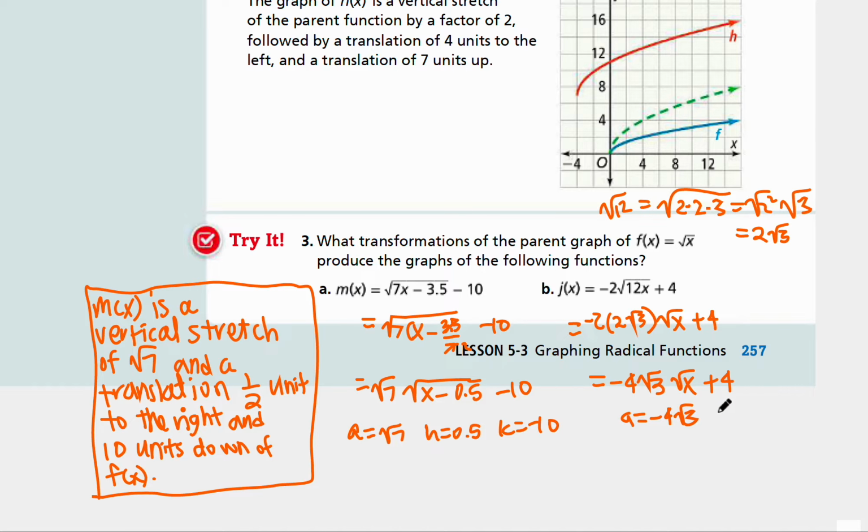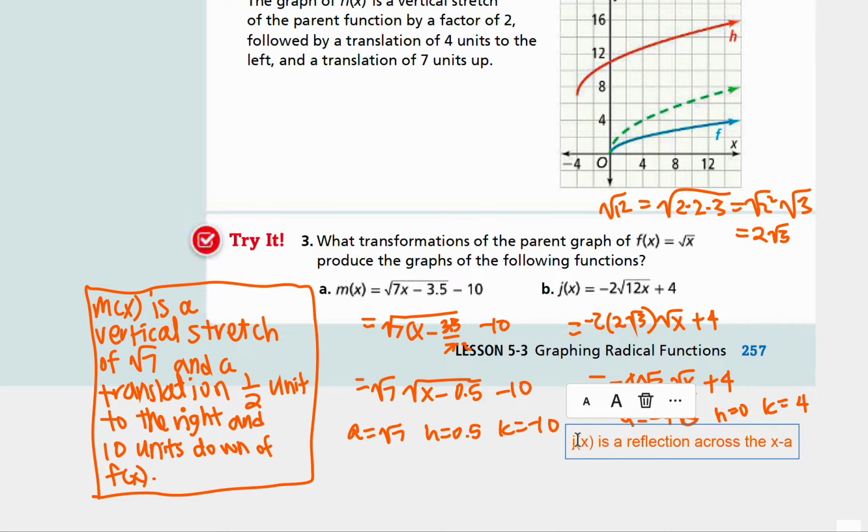And then we have h is 0, k is positive 4, and so using this you can describe j of x. j of x is a reflection across the x-axis because A is negative, is stretched by a factor of 4 square root 3, and is a vertical translation 4 units up.